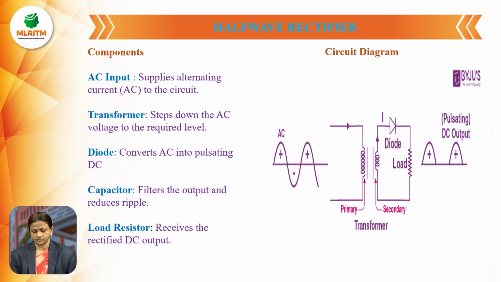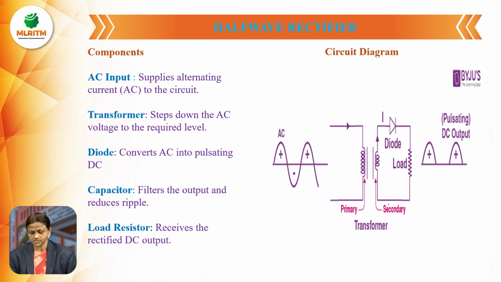So at the primary of the transformer, we are applying AC signal. At the secondary, terminal A is connected to the anode of the diode, and the cathode is connected to load RL. The other end of load RL is connected to terminal B. Terminal A and B are the secondary winding terminals.